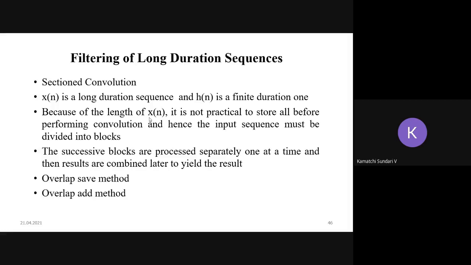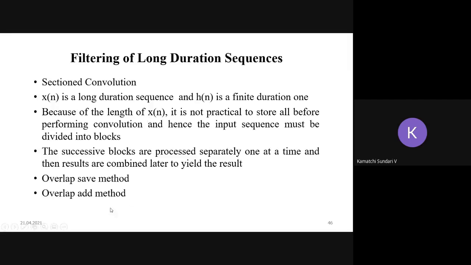So in this case, we are doing it with two kinds of procedures: the overlap save method and the overlap add method. With these two procedures, we can do our convolution. Either with the overlap save method or the overlap add method, the final answer will be the same. So you should remember that, right?